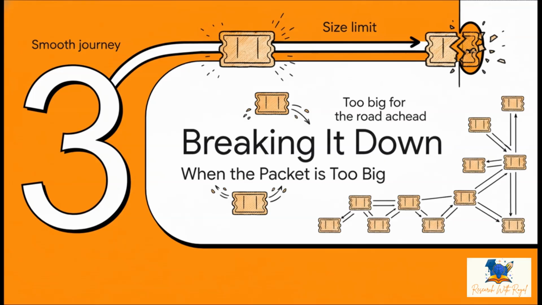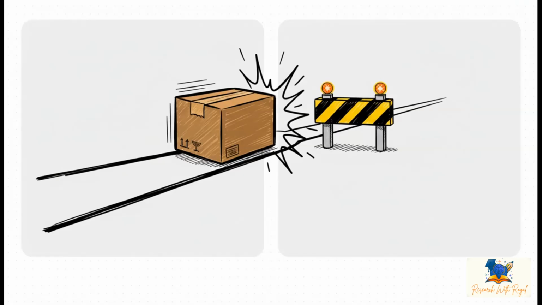So what happens when our digital package is just too big for the road ahead? This is the problem. Every network link has something called a maximum transfer unit, or MTU. Think of it like the height limit for a bridge. If our packet is 4,000 bytes, but the next network it has to cross has an MTU of only 1,500 bytes, well, it's just not going to fit.